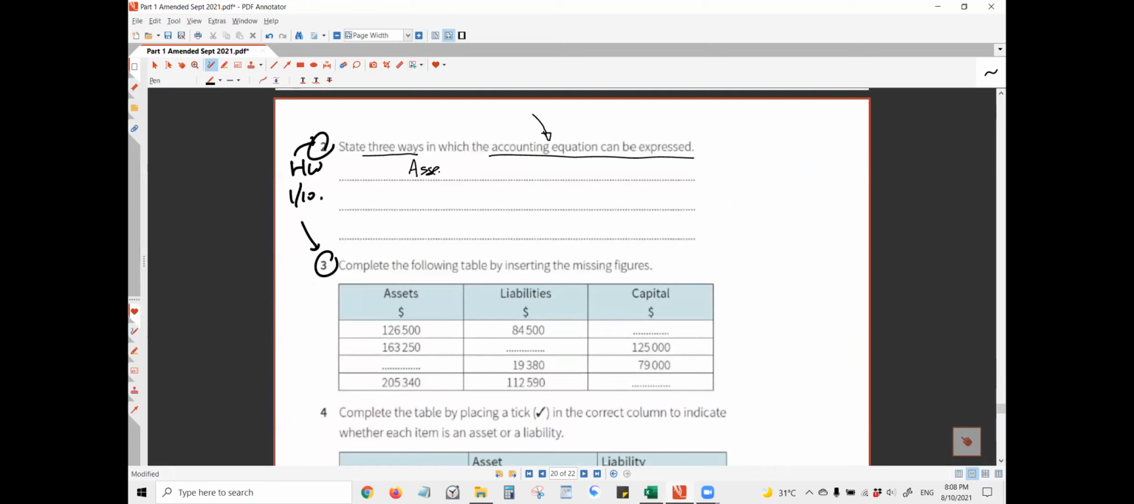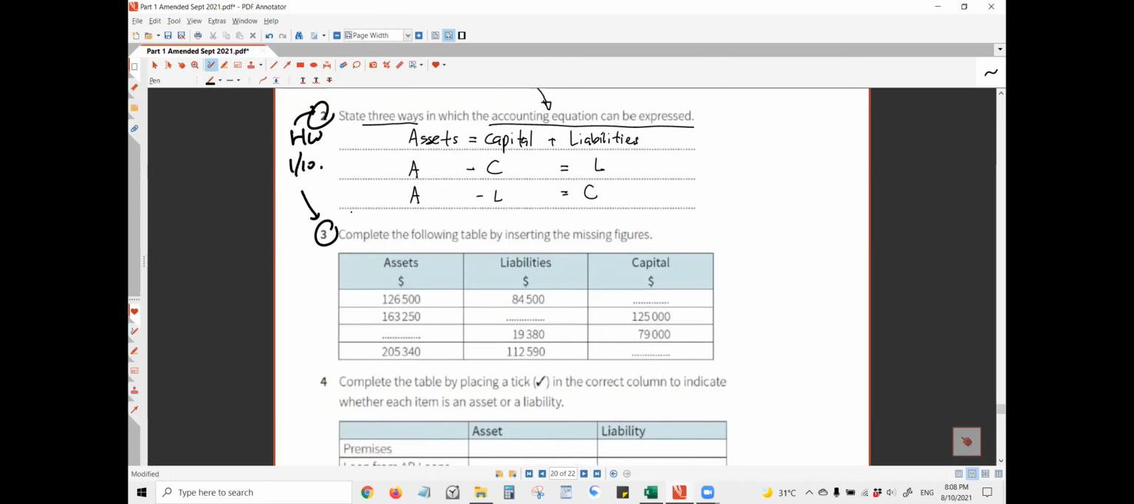So I'm just going to show you one. The rest you write on your own. It's very easy. So write in full. The same goes for the next two versions of the accounting equation. Write on your own. Asset minus capital equal to liabilities. The other one, asset minus liability equal to capital. Simple, ready.